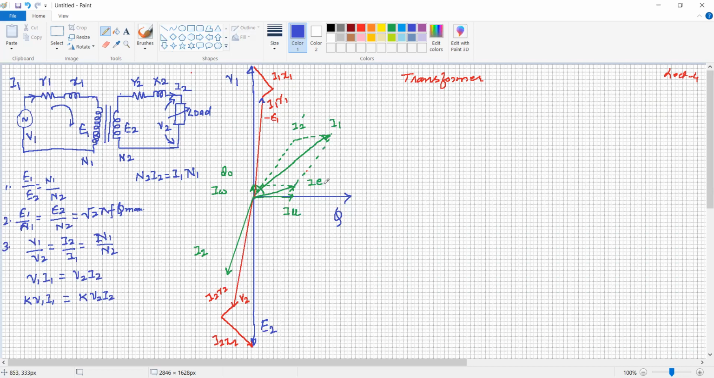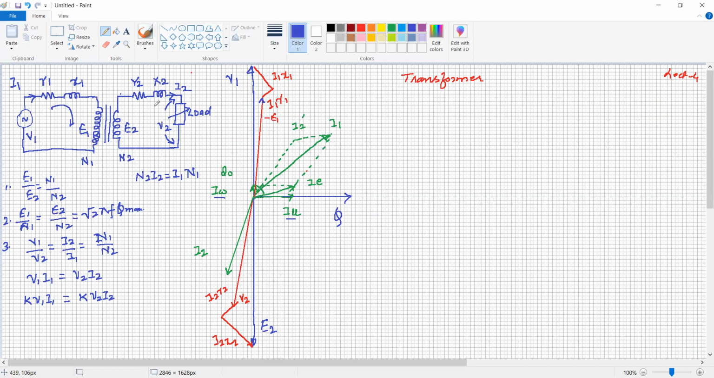But this no load current has two components. One component is in phase with the flux, which is responsible to produce the required magnetic flux in the core, and the core losses are supplied by the current Iw. So this is the Iw and this is I mu. I mu is responsible to produce the required magnetic flux in the magnetic core of the transformer. So it has two components, and this is the no load power factor angle theta 0.